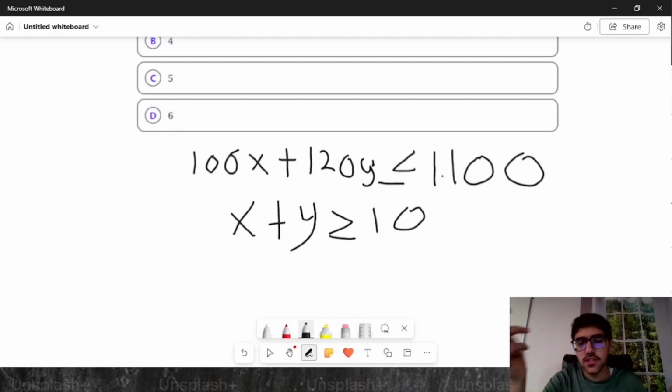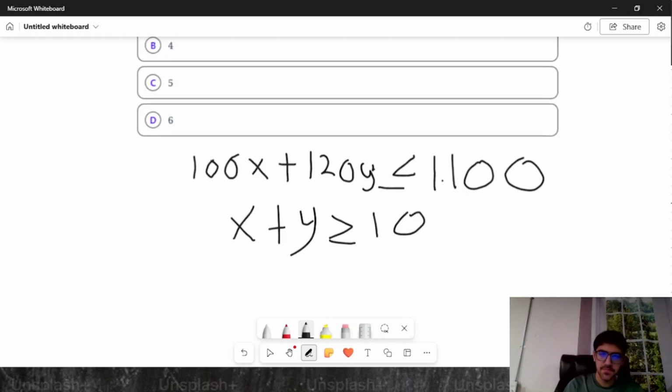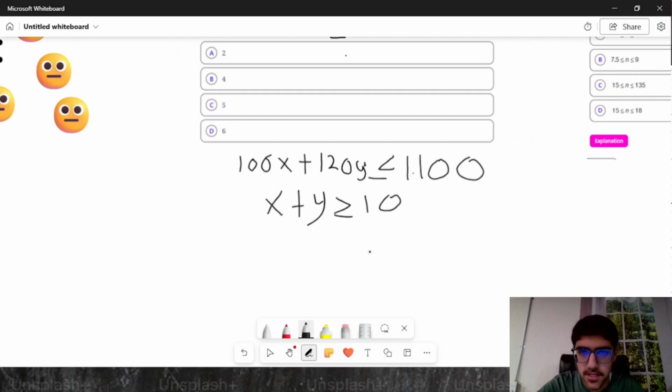So now you can just treat the inequality as an equal sign for now and just solve it using the same things you've learned in, I think it was, solving linear inequalities in two variables. That was like the second video of the series. And another way is to just use Desmos.